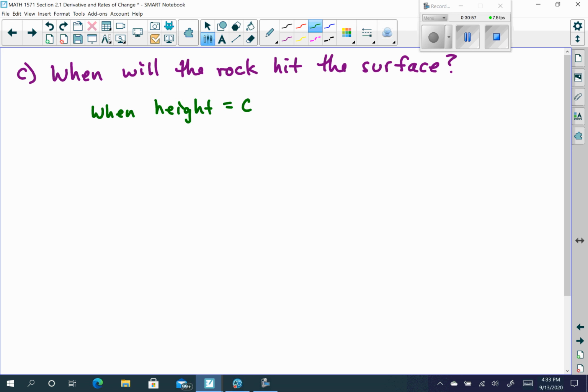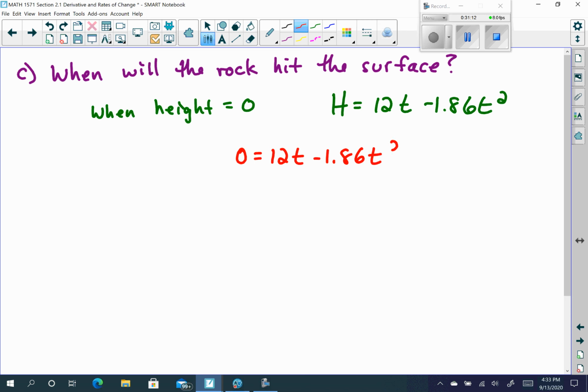There is no height, right? When the height equals 0. So the height was given to us, that was 12t minus 1.86 t squared. So we want to set this equal to 0. So 0 is just going to equal 12t minus 1.86 t squared, and we'll solve this. It's a quadratic, so we'll factor out a t, and we'll get 12 minus 1.86 t. We'll set both of these equal to 0.